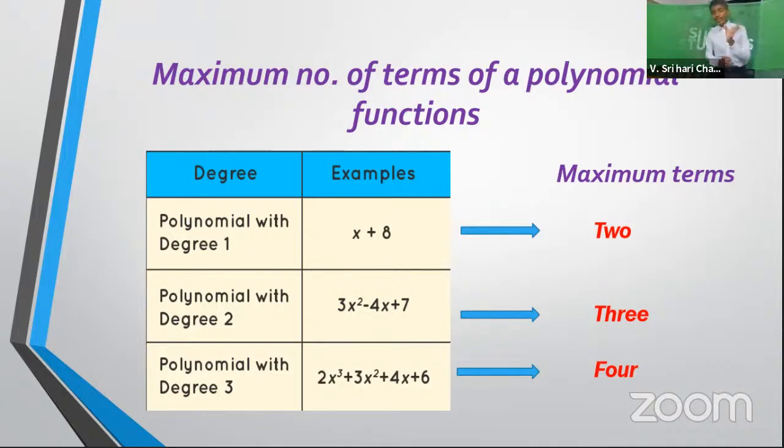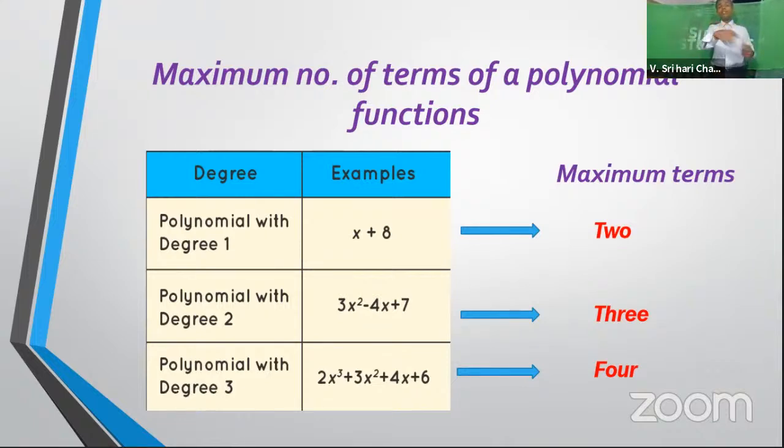Coming to the quadratic polynomial, 3x square minus 4x plus 7, we have maximum terms 3 here, but it can also be 2 or 1. In the next one, the cubic polynomial, if the maximum terms are 4, it can be 3, 2, 1. When you put 0 as the constant in a quadratic polynomial, we are left with only 2 terms. If you put 0 as the second term, 4x becomes 0, and we are left with only 1 term.